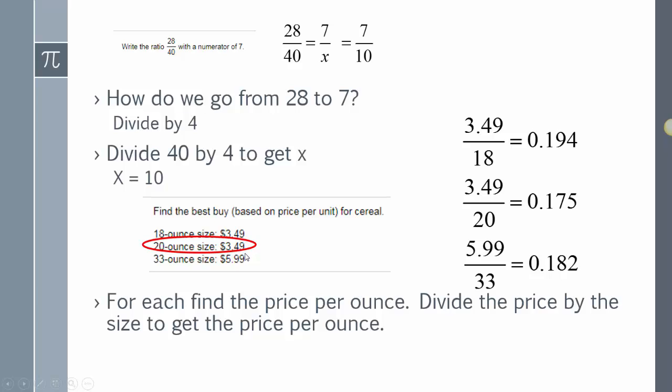So hopefully this short video chat session will help you with your problems from sections 1.2, 1.3, and 1.4.